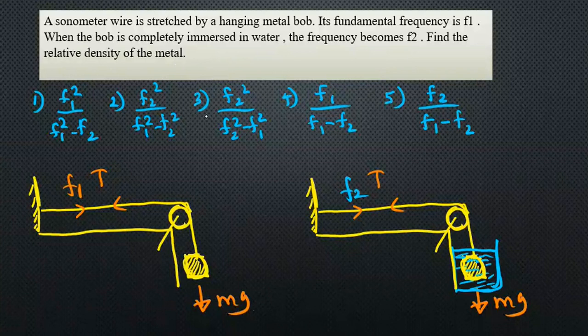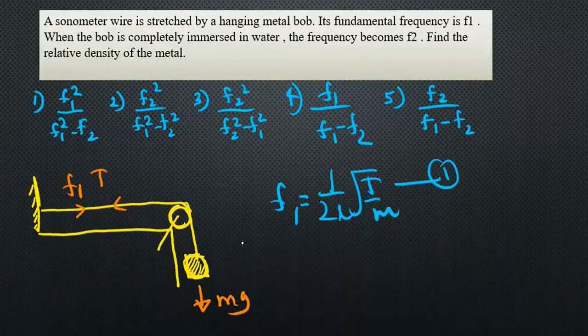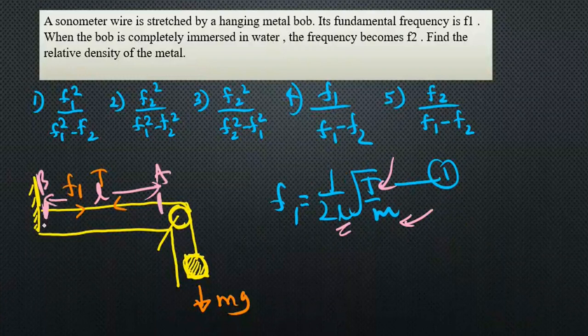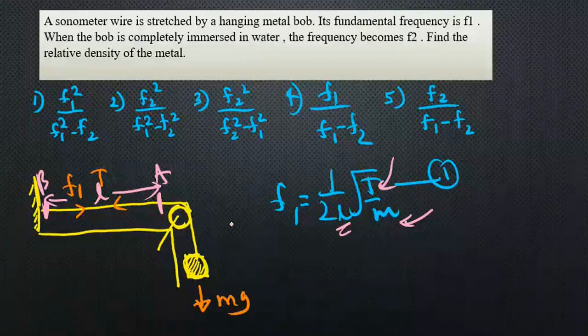Right. To do this question, we need a couple of equations. The first equation we need here is the fundamental frequency of a stretched string, F naught or F1 equals 1 over 2L root T over M. Here T is tension, M is the mass per unit length, and L we have taken as the length of the wire, from point A to point B. So let's apply the first equation for this situation.